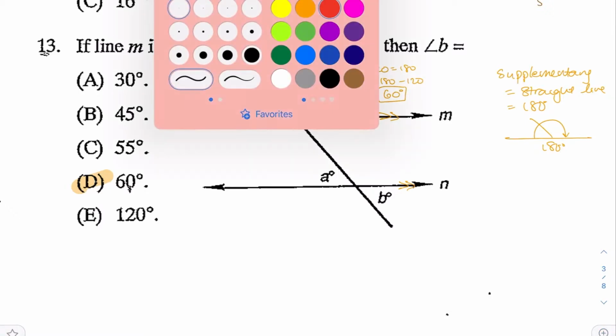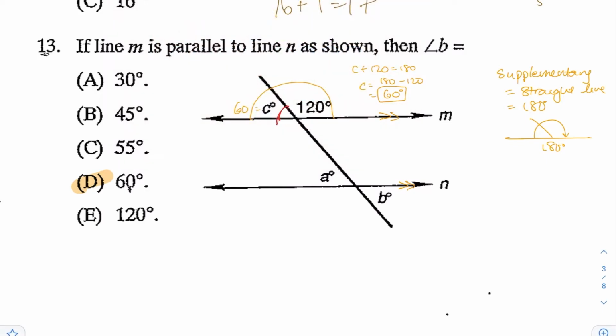Now, once you know that angle C is equal to 60 degrees, angle C and angle A are equal because these are corresponding angles. And corresponding angles form this letter F. And when you have parallel lines, the corresponding angles are equal. So you see this letter F here.